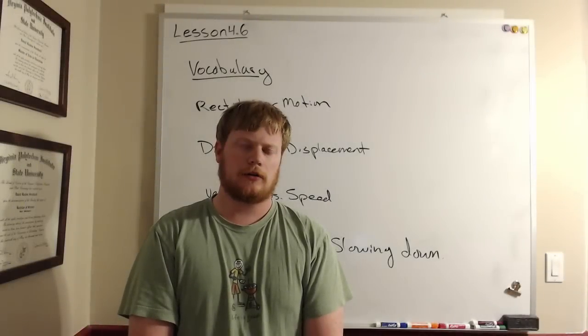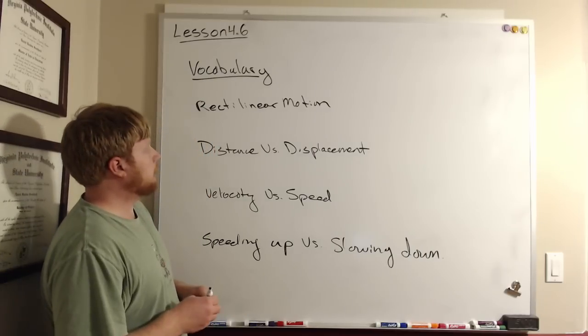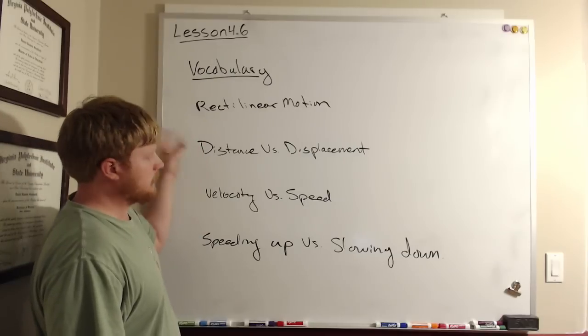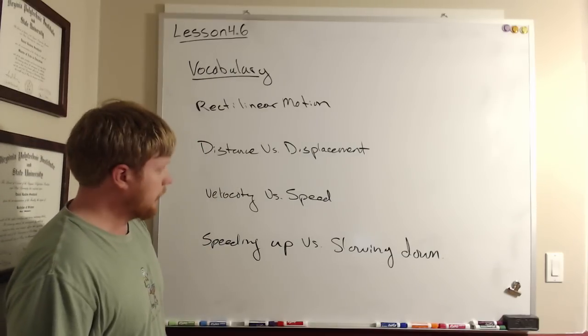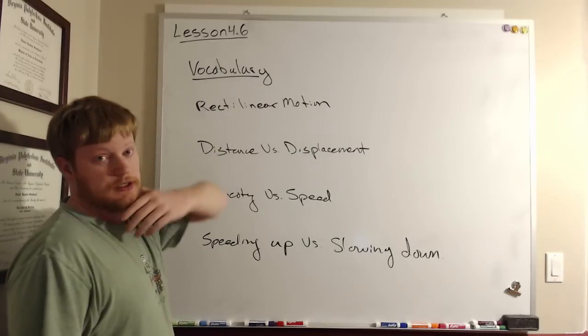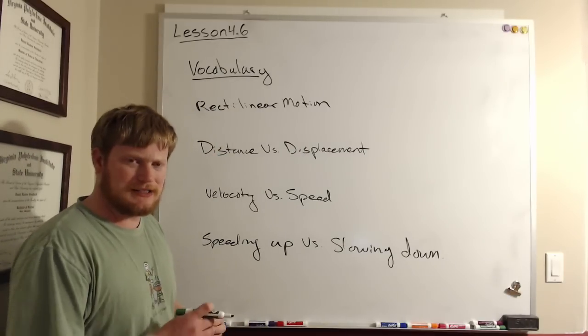All right, to get started, we have a little bit of vocabulary that we need to talk about: rectilinear motion versus distance versus displacement, velocity versus speed, speeding up versus slowing down. First thing, rectilinear motion, what is it? Rectilinear motion is any motion along a single axis.